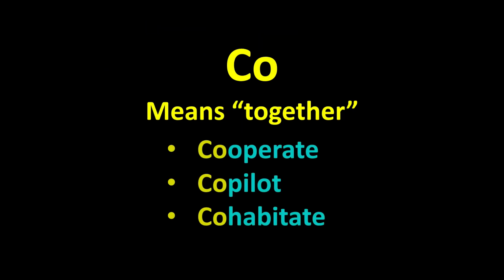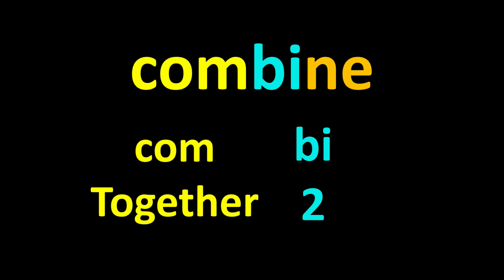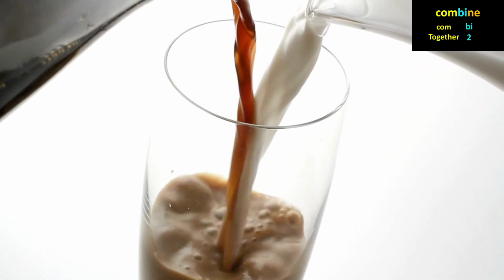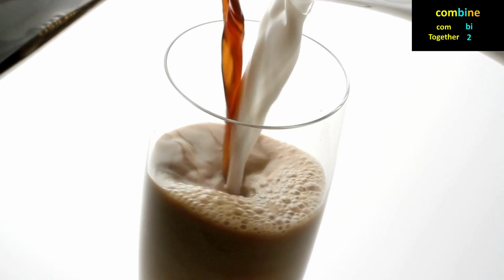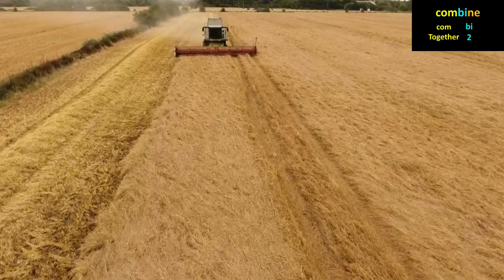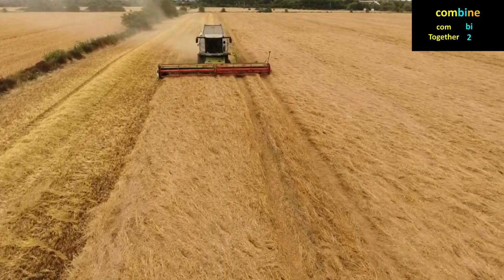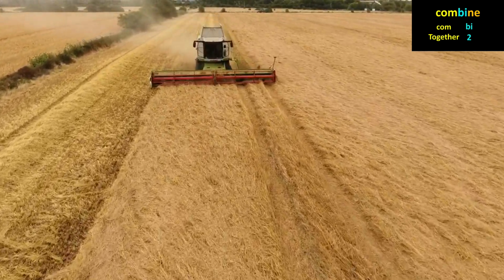The word combine is made of two key word parts. The second word part is by, which means to. The word combine means to bring two or more things together. Perhaps the most famous use of this word is when referring to a combine harvester. A combine harvester combines two separate tasks into one machine.